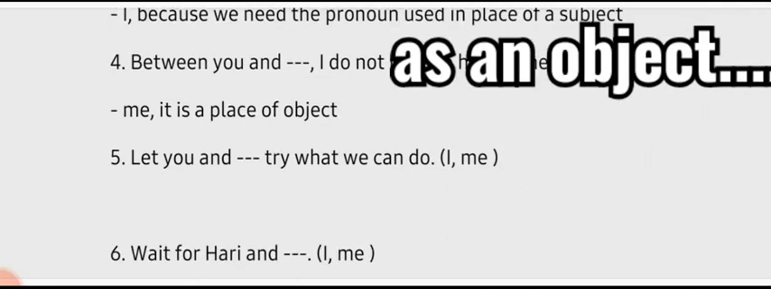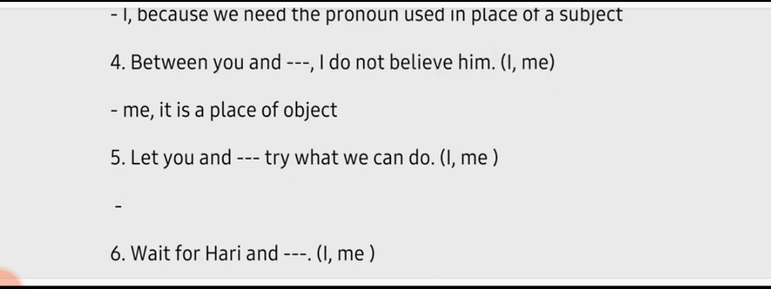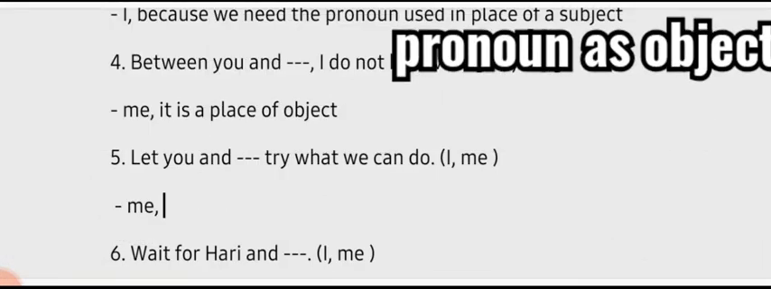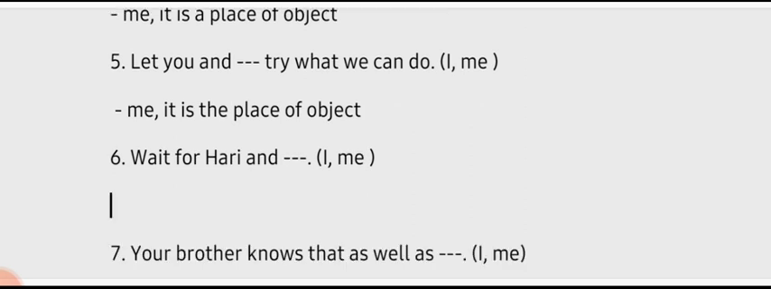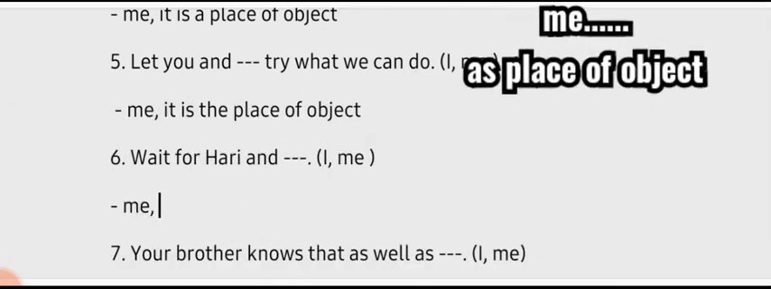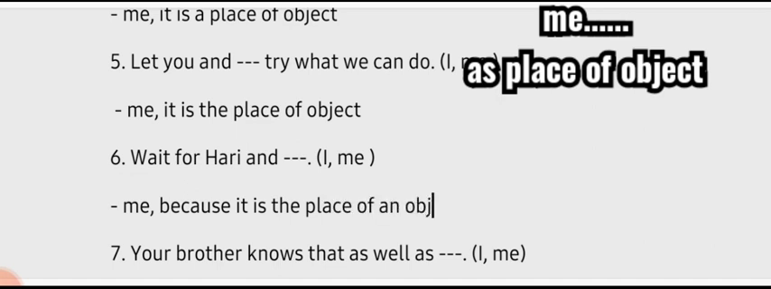Now the next sentence, let you and me, means there's a let us, them, let us, you, let me, in this way, right? Means definitely we are going to use me, and let is the verb, so object, because it is the place of object, right? Now the next sentence, wait for Hari and me, definitely because it is the place of object. Me, why? Because it is the place of an object, right?